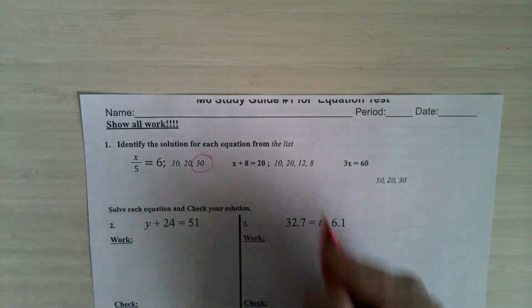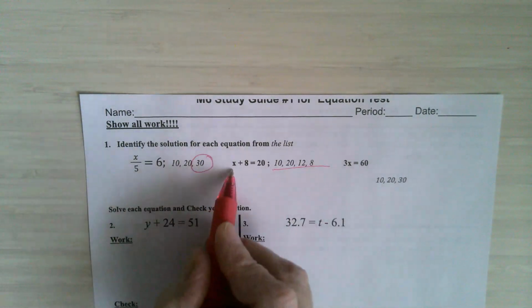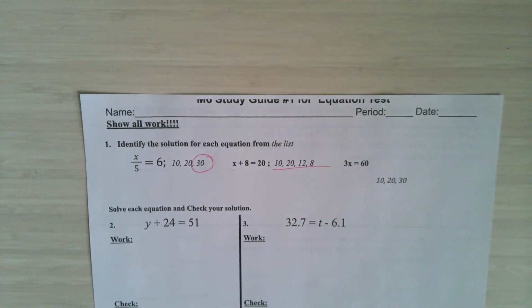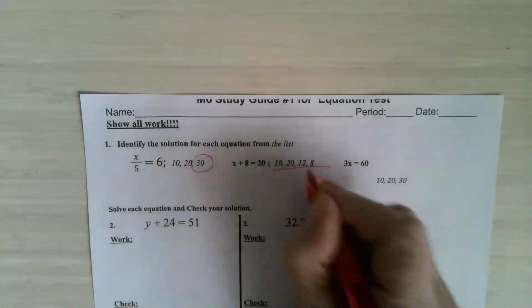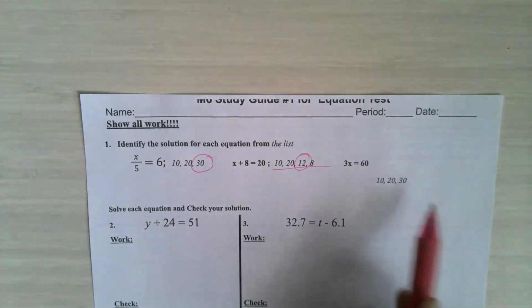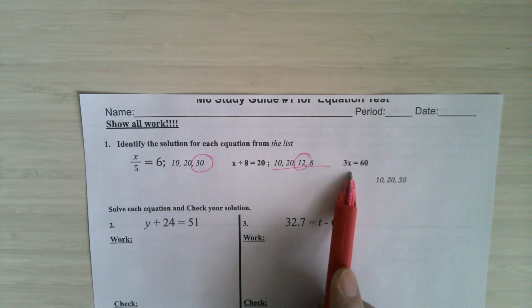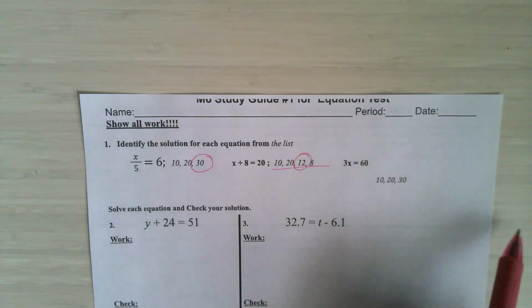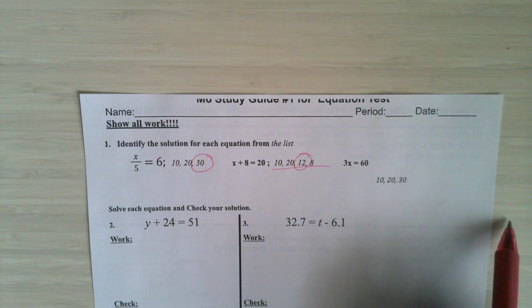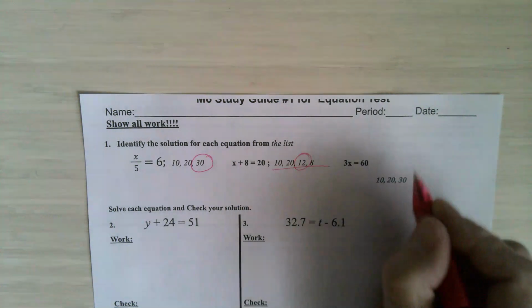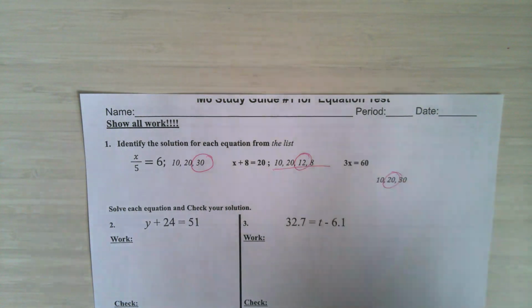All right. Which of these numbers will make that statement true? What plus 8 equals 20? Which of those? Yes. 12. You circle the 12. This says 3 times x equals 60. 3 times what is 60? What are you going to replace it with? Yes. 20. 3 times 20 is 60. Any questions on how to do these problems?